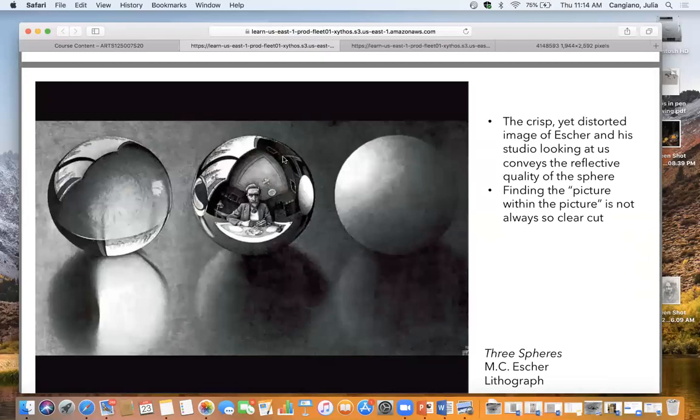And this is a really clear example of finding the picture within the picture. This is M.C. Escher and this reflected sphere. You can see him in his studio and everything reflected, and even these two spheres are reflected accordingly. And they do follow the curve of this whole sphere.